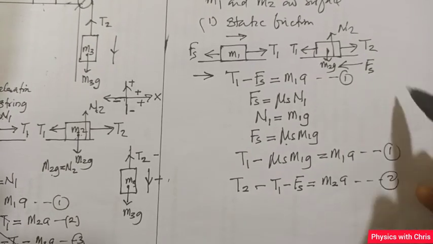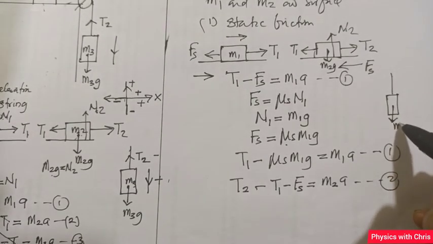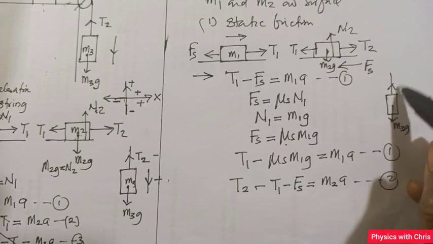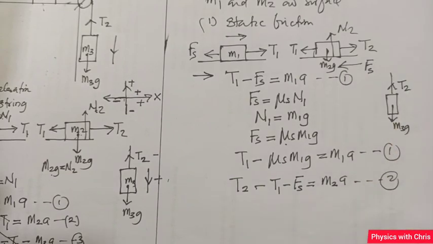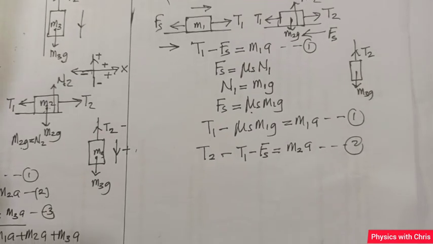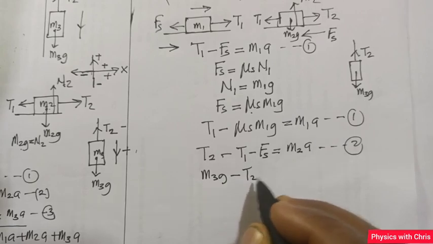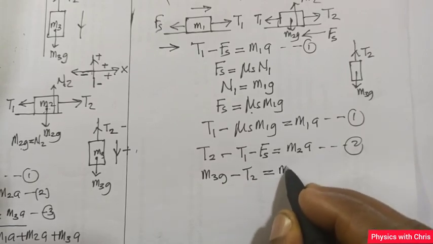So for the third block, M3 is directed this way. So its weight is M3G. You have the tension T2 opposing the motion of the block M3. Applying it in this one, frictional force doesn't affect it because it's not resting on any surface. It's just left hanging, suspended in space. So we have M3G minus T2 is equal to M3A.